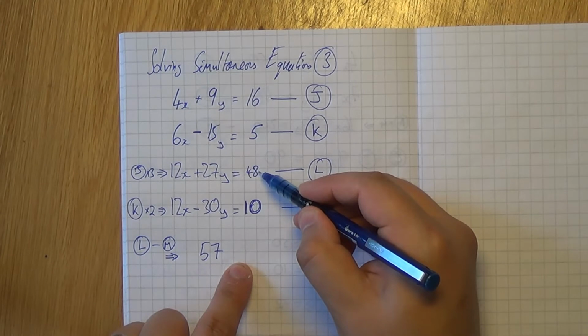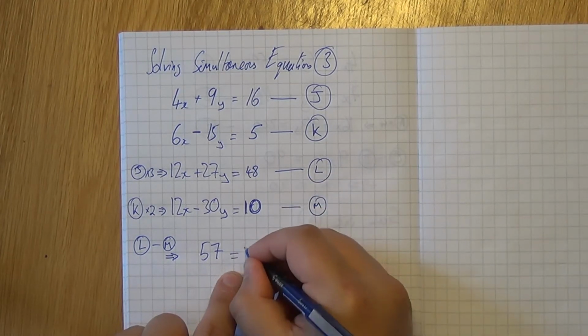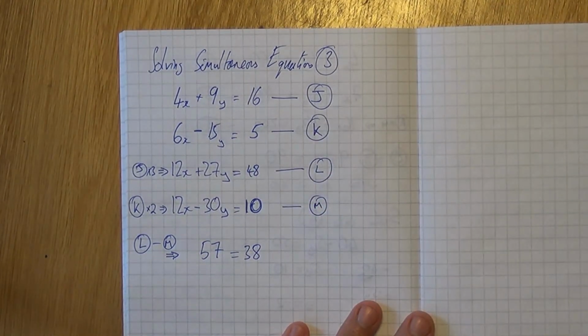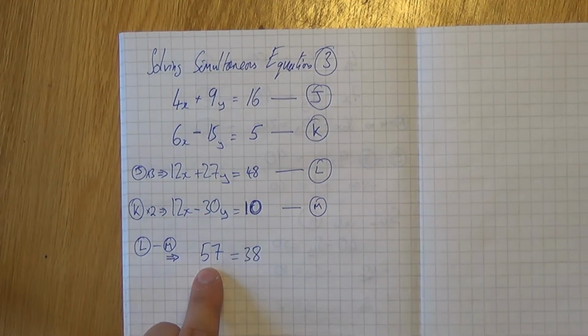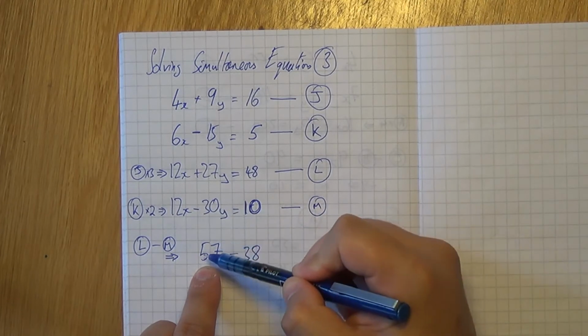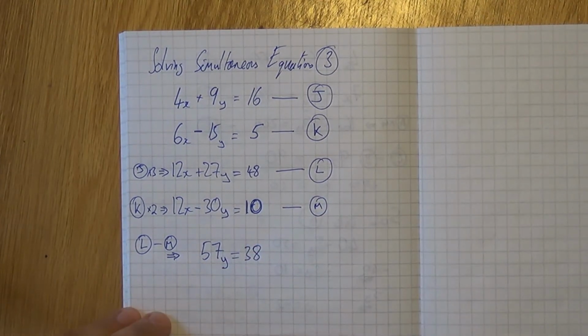And 48 take away 10 is 38. So, I have made a mistake that students often make. 27 take away negative 30 is 57, but that's 27y take away 30y should be 57y. So that was an error there.